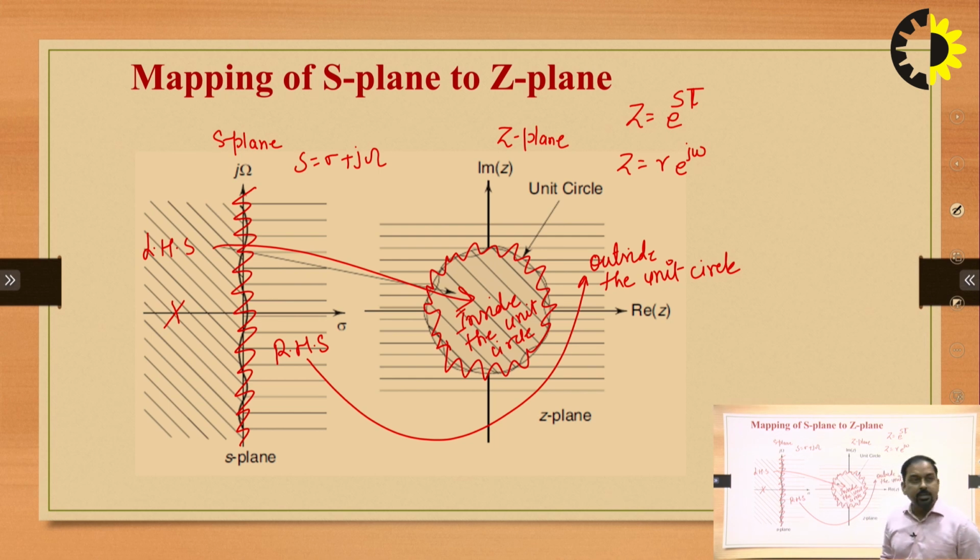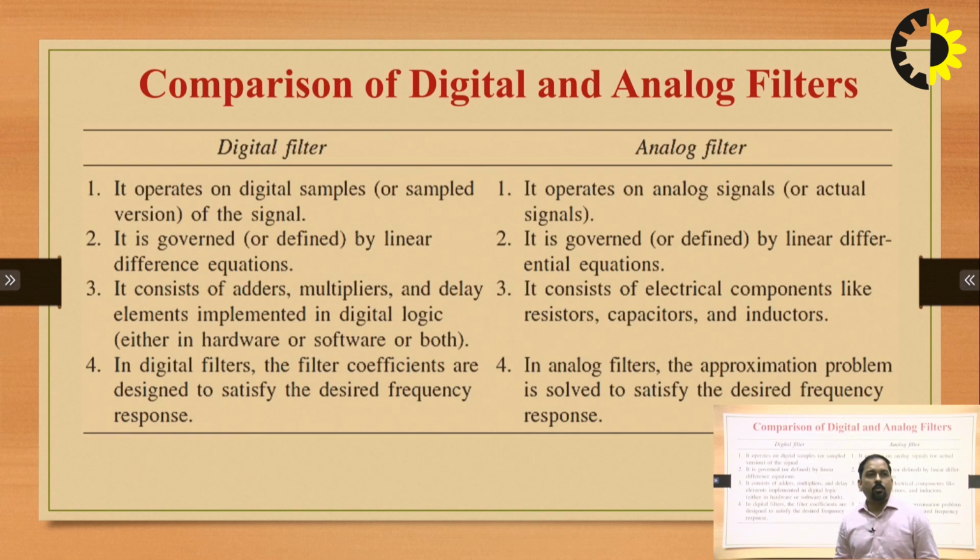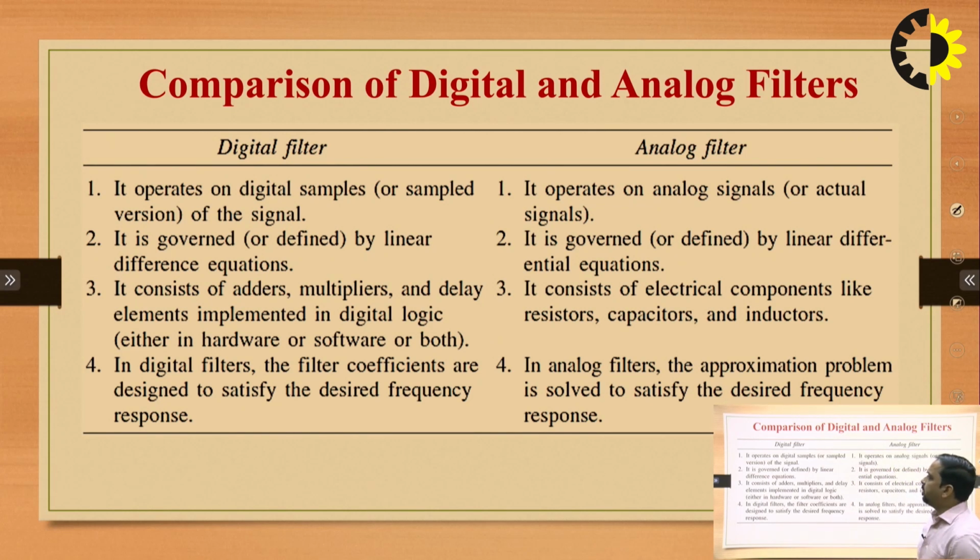So these are the key points again. Now we have a comparison here between the analog filter and the digital filter. First of all, the digital filter operates on digital samples. Later on, we'll see that whenever we are converting this analog domain filter into the digital domain, we'll be using a technique called sampling. So we take a sampling frequency, and accordingly we'll have a sample time Ts. So it operates on digital samples. Here, the analog filter operates on analog signals, the real-time or actual signals.